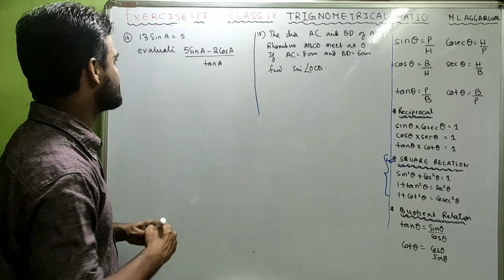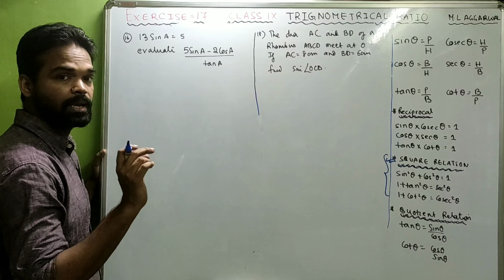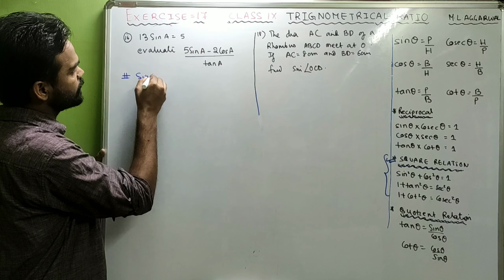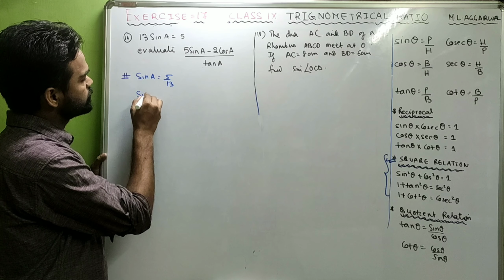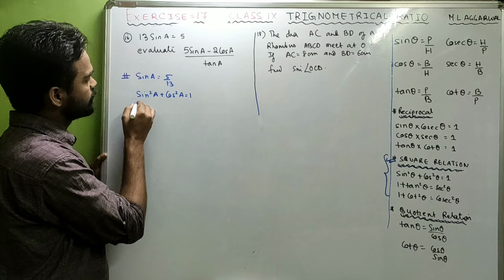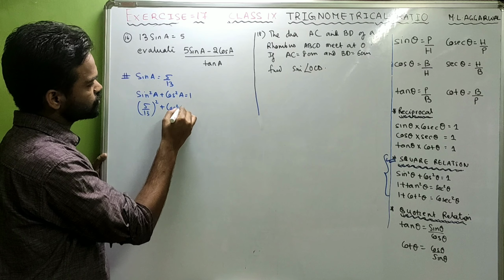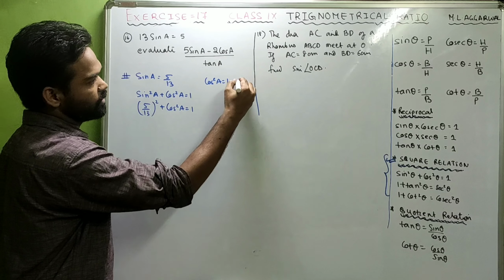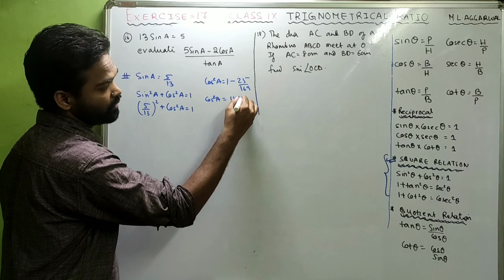Now look at sum number 16. 13 sin A equals 5. Evaluate 5 sin A minus 2 cos A by tan A. Now look carefully. I'll just use the relation. I can say sin A equals 5 by 13. I know the relation. Sin square A plus cos square A is equal to 1. Which means 5 by 13 whole square plus cos square A equals 1. Which means cos square A equals 1 minus 25 by 169. Which is cos square A will be 144 by 169.